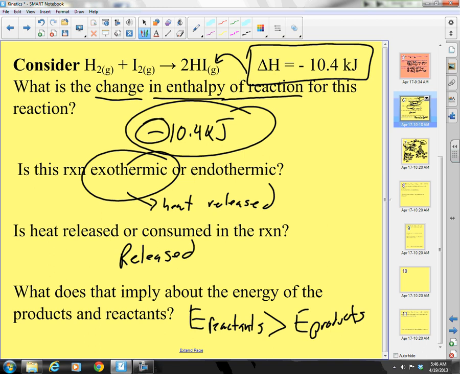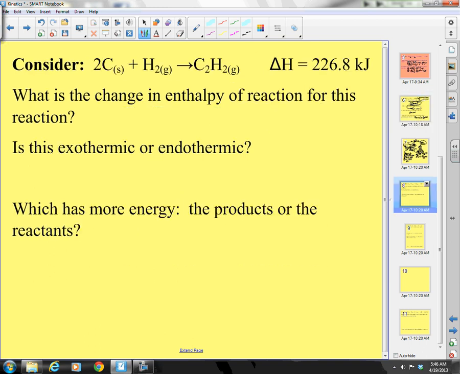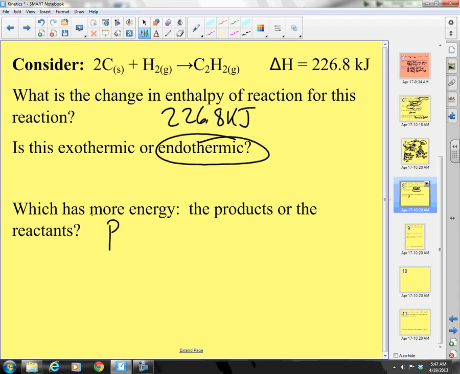Cool. All right. I think you guys can do this one then on your own. Bring me back when you're ready. What's the change in enthalpy? Easy. 226.8 kilojoules. Great. Is this exothermic or endothermic? Well, it's positive, so that means it is endothermic. Which has more? Well, that means what? My products, if it's a positive value, the energy of my products is greater than the energy of my reactants.